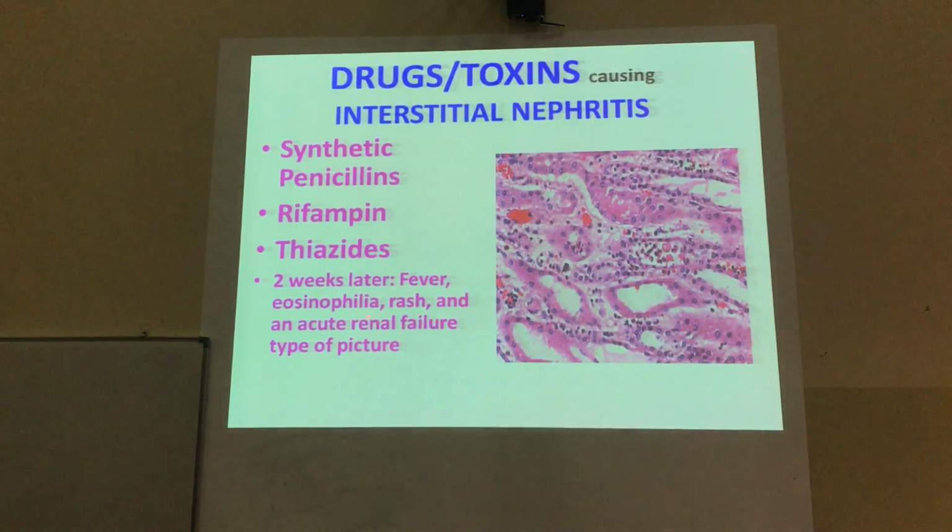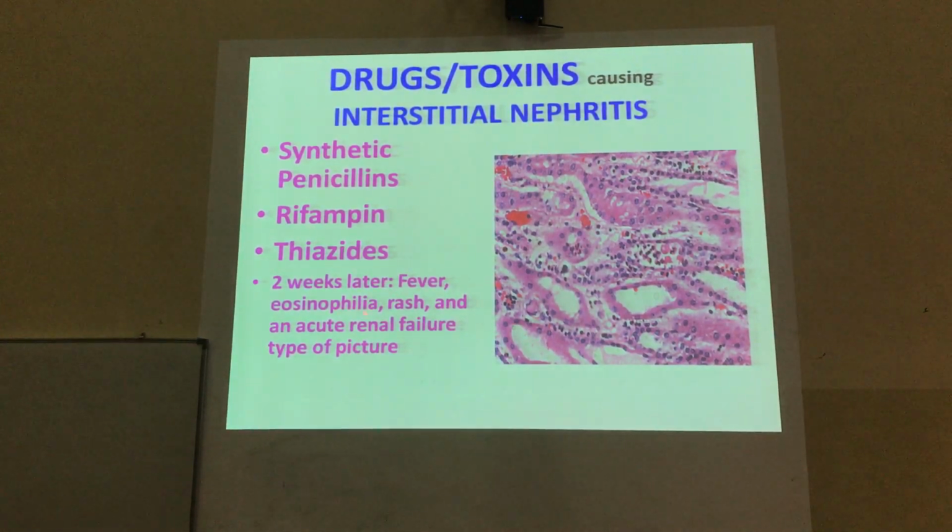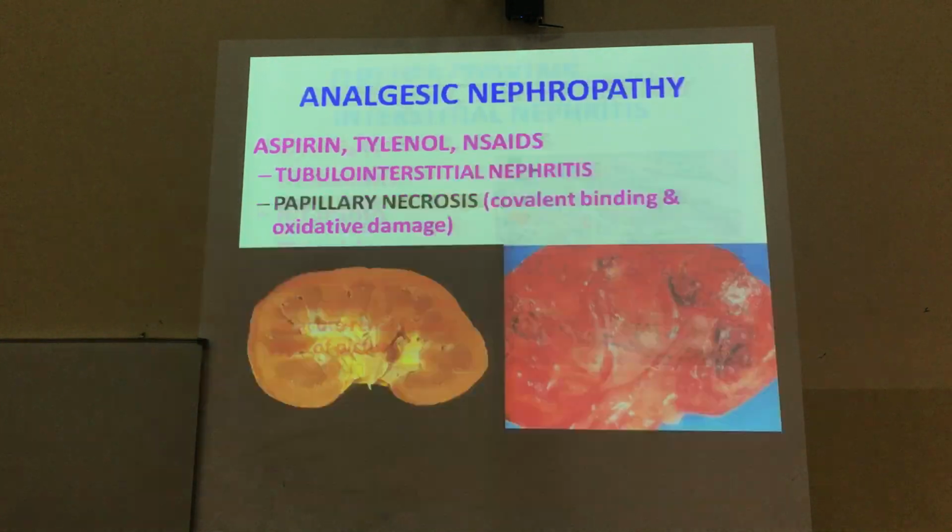So 2 weeks later, there is fever, eosinophilia. What are the symptoms? Fever, rash, eosinophilia, and an acute renal failure type of picture. That is commonly because of these kinds of things.